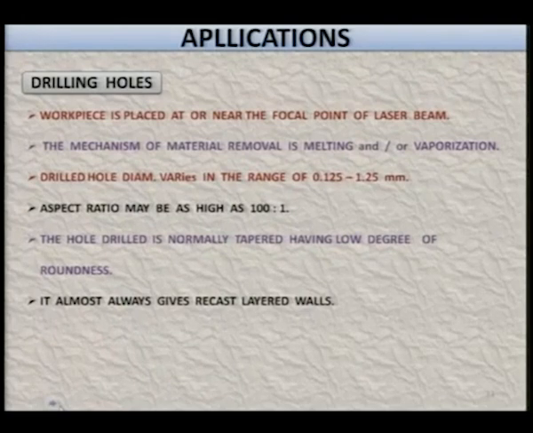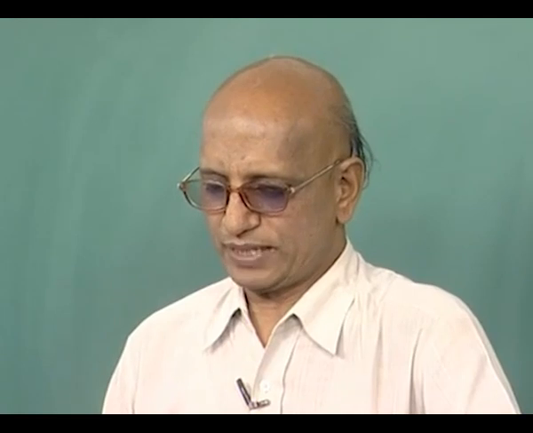This recast layer I have also discussed when I was discussing electric discharge machining. This is a thermal process, so what happens is that molten material solidifies before it is ejected out of the cavity being formed. That is why this is known as recast layer, and this layer is very hard, its hardness is very high compared to the bare parent material, and this should always be removed before putting this particular part in the sub assembly or assembly.